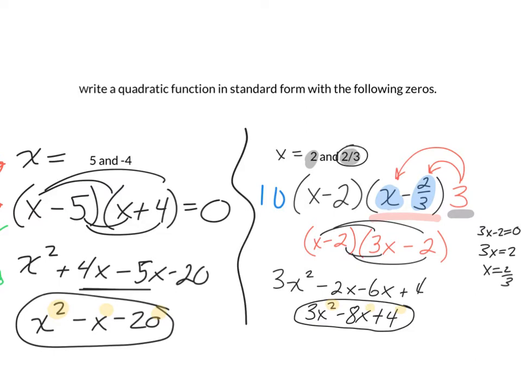So the steps you want to follow, you want to put your answers into factored form. You want to multiply any fractions out in order to get only integers, and you want to fully simplify your quadratic. And we're done.